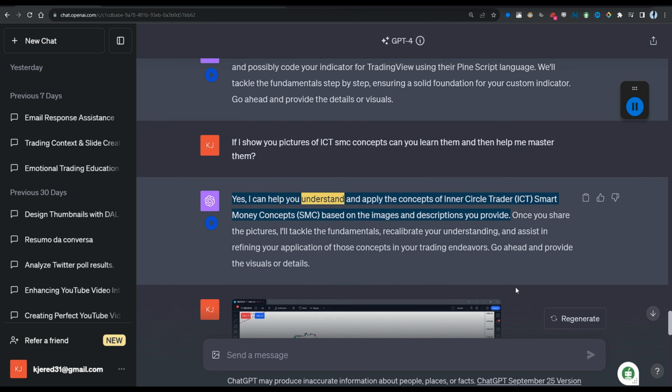Yes, I can help you understand and apply the concepts of Inner Circle Trader, ICT, Smart Money Concepts, SMC, based on the images and descriptions you provide. Once you share the pictures, I'll tackle the fundamentals, recalibrate your understanding, and assist in refining your application of those concepts in your trading endeavors. Go ahead and provide the visuals or details.